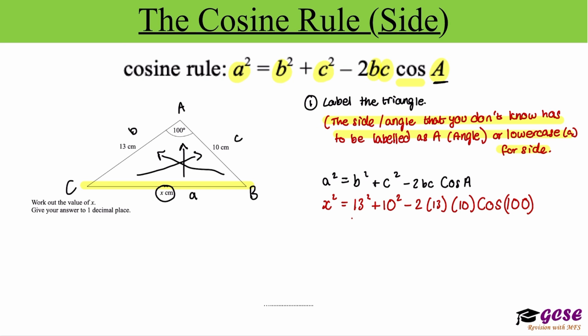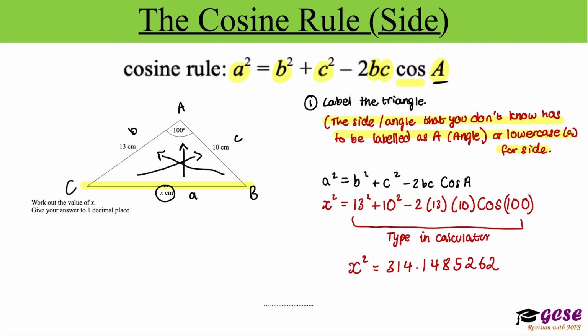Now this we can just type into the calculator. So we've got 13 squared add 10 squared minus 2 brackets 13 10 cos 100, and that gives you an answer of 314.1485262, and that's equal to x squared.